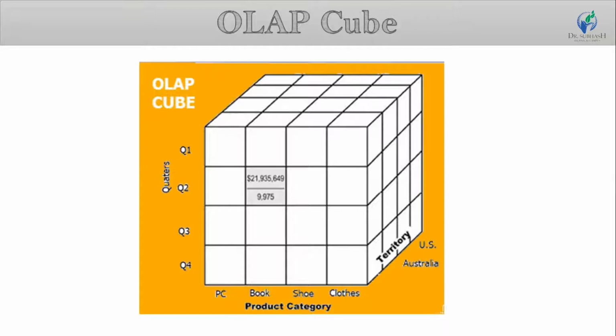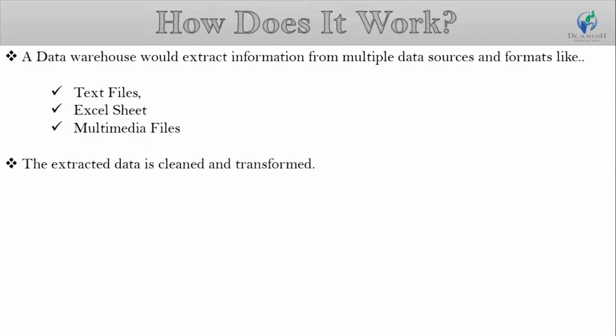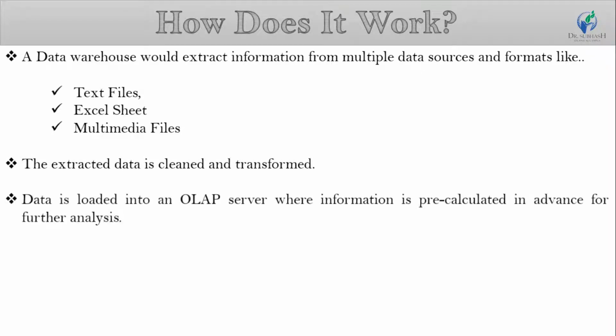So now we can see how it works. A data warehouse would extract information from multiple data sources and formats like text files, Excel sheets, or multimedia files, etc. The extracted data is cleaned and transformed. Data is loaded into an OLAP server, or OLAP cube, where information is pre-calculated in advance for further analysis.